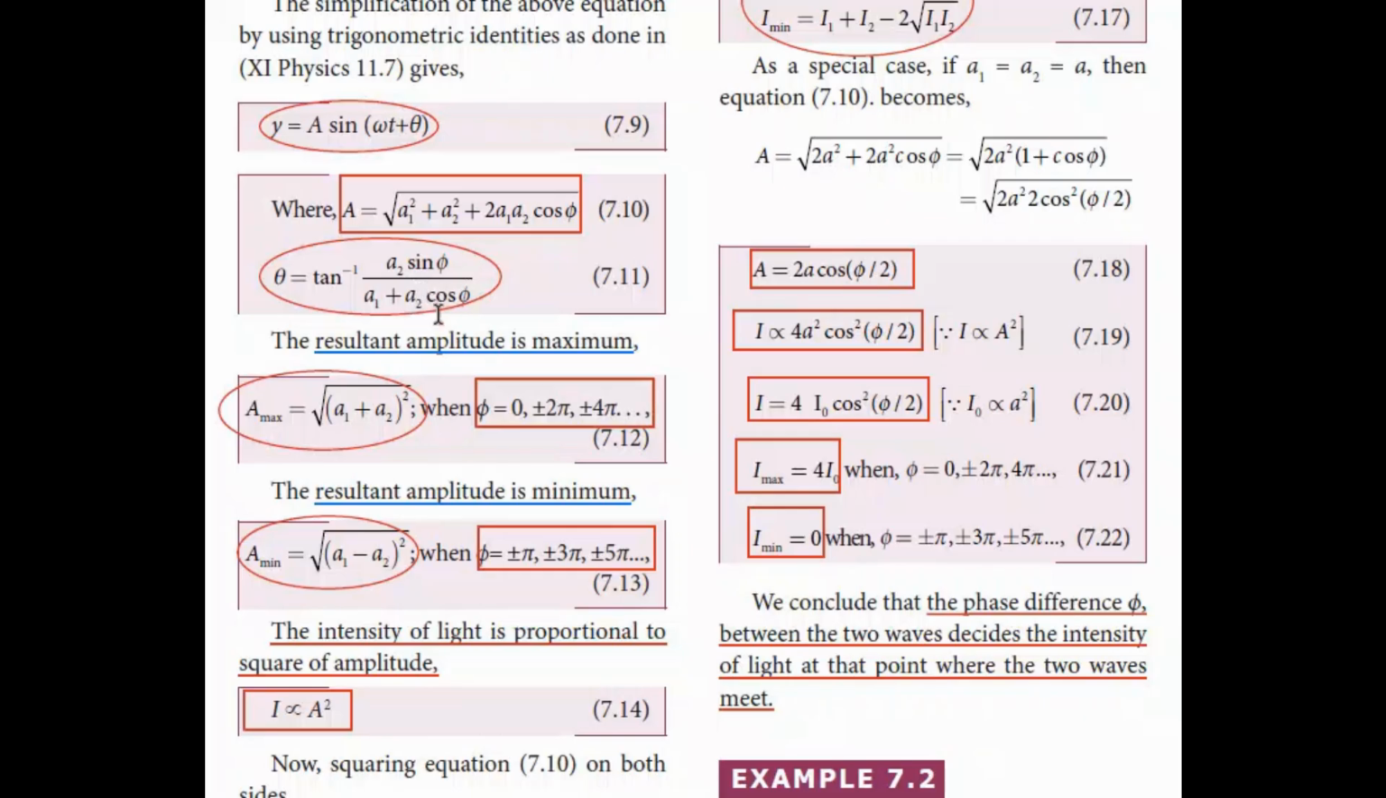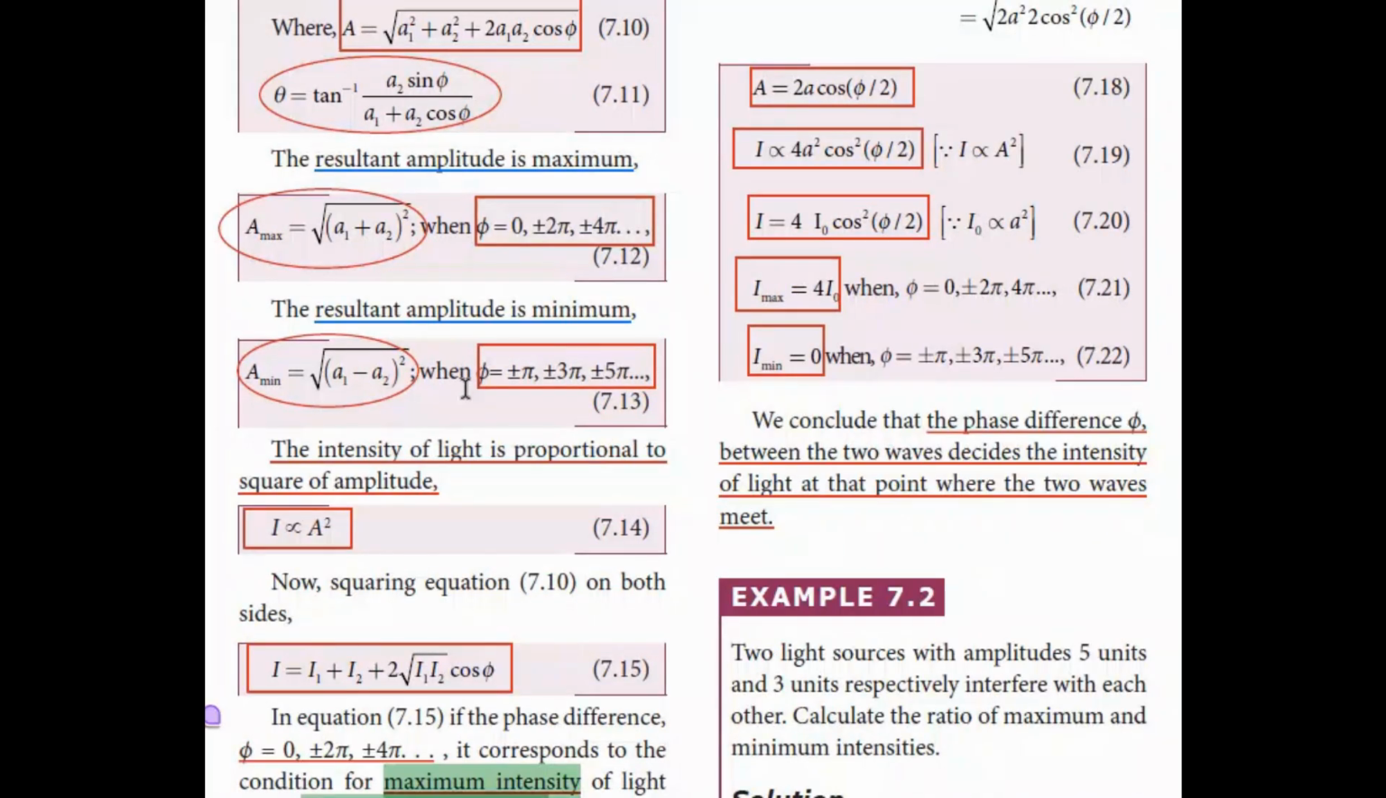The resultant amplitude is maximum, and the expression for that maximum amplitude is given by A maximum equal to root of (a1 plus a2) the whole square, and this is when phi is equal to 0, plus or minus 2 pi, plus or minus 4 pi, etc. The resultant amplitude will be minimum, and thus given by the expression A minimum equal to root of (a1 minus a2) the whole square, and this arises when phi is equal to plus or minus pi, plus or minus 3 pi, plus or minus 5 pi. Here in this case even numbers will be there, and here will be odd numbers.